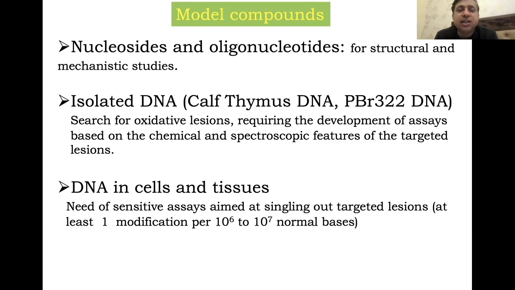Then there are cell culture species or tissue studies, where the DNA can be isolated and studied with different techniques, like the comet assay, or other cell culture studies, to understand the aspect of damage in the DNA.